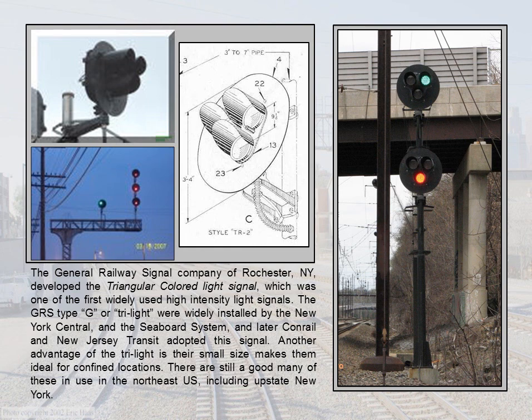The General Railway Signal Company of Rochester, New York, developed the triangular colored light signal, which was one of the first widely used high-intensity light signals. The GRS Type G, or tri-lights, were widely installed by the New York Central and the Seaboard system, and later Conrail and New Jersey Transit adopted this signal. Another advantage of the tri-light is their small size makes them ideal for confined locations. There are still a good many of these in use in the Northeast United States, including upstate New York.